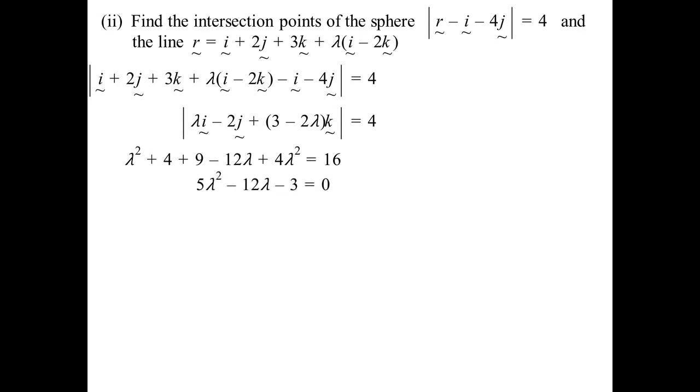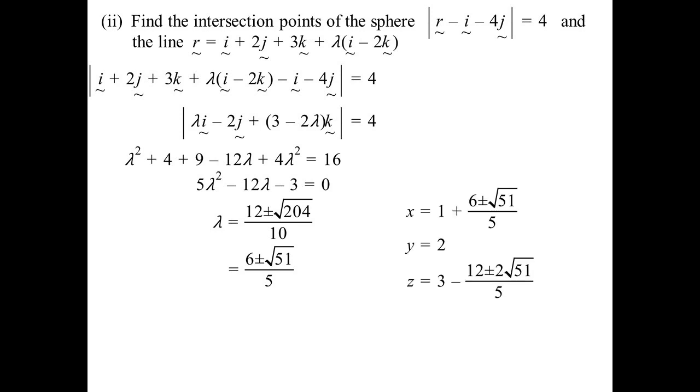That's good, because I was expecting 2 answers. Oh, didn't say they were going to be nice numbers. That lambda is 6 plus or minus the square root of 51 on 5. So I now know what lambda is. I can substitute it in.